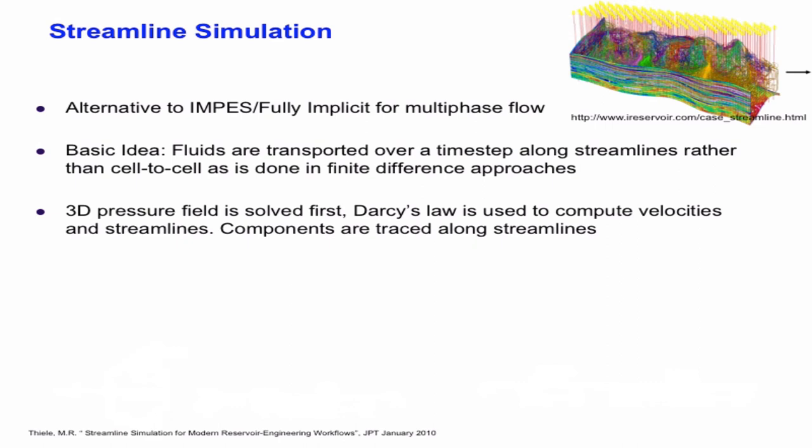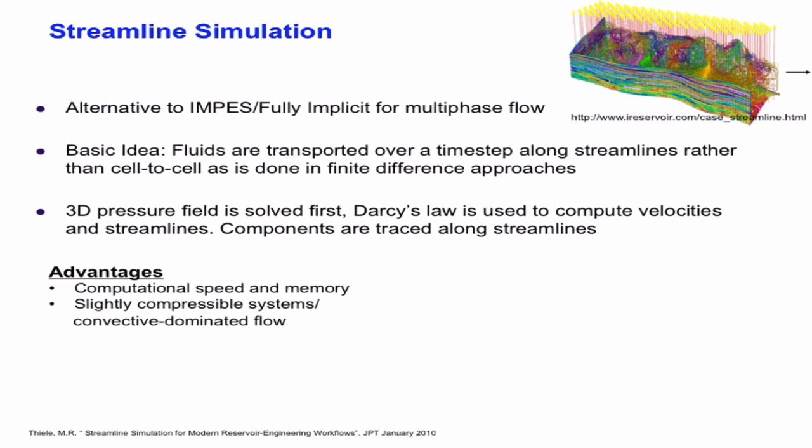So another alternative to IMPES or fully implicit for multiphase flow is so-called streamline simulations. So in streamlines, instead of having grid blocks, where flow is transferred from grid block to grid block, you basically have a realization of a bunch of streamlines through the reservoir. And then you solve the equations over those streamlines or tubes, if you will. And it's done along finite differences along the streamlines. They're much faster, and they're better for convective dominated flow scenarios. So if you have high velocities in the flow, right?